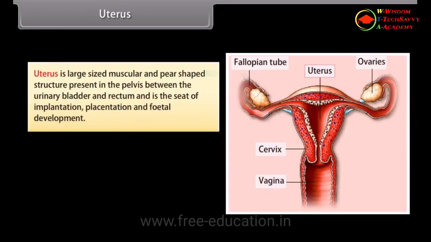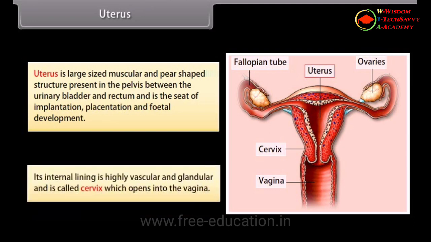Uterus. The uterus is a large, muscular, pear-shaped structure present in the pelvis between the urinary bladder and rectum, and is the seat of implantation, placentation and fetal development. Its lower part is called the cervix, which opens into the vagina.